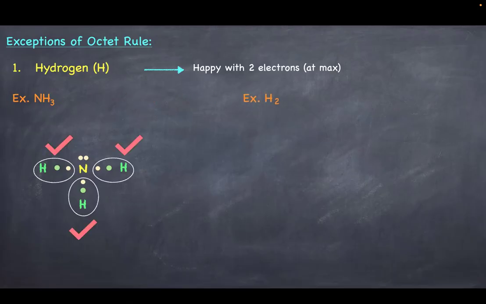Now let's take a look at another example, something like H2. Again, each hydrogen brings 1 valence electron. They start sharing. So now this hydrogen has 2 electrons. The other one has 2. They have a full structure that they need, and they're happy with 2. So they both are good.